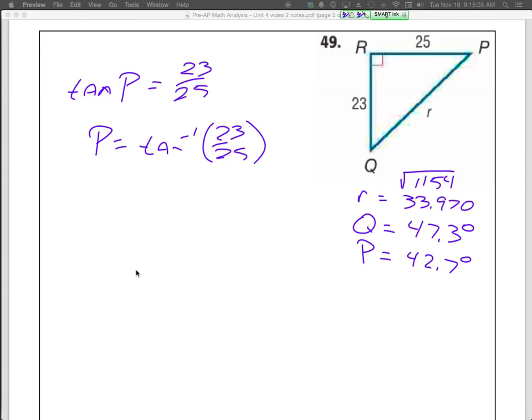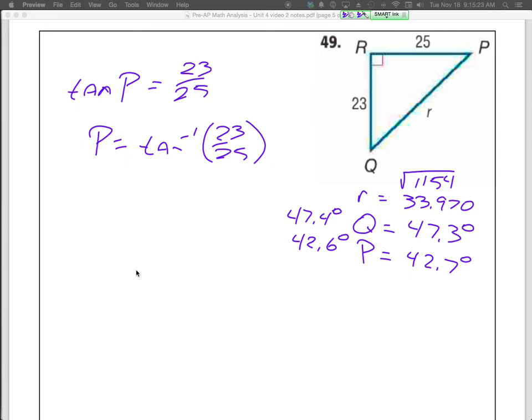So I'd really take two different answers on this one. You could make this one 47.4, and you could make this one 42.6. So I'd take either one of those. But you've got to make sure your angles add up to 90.